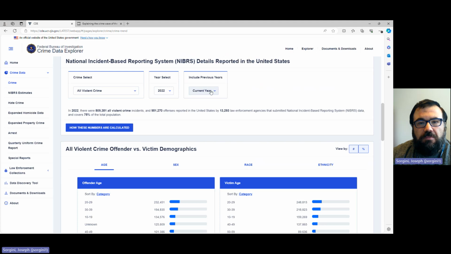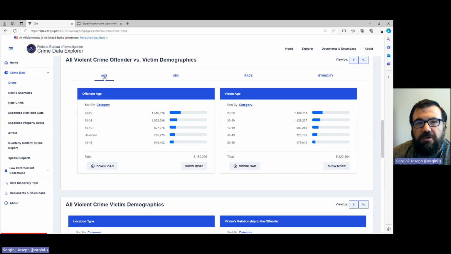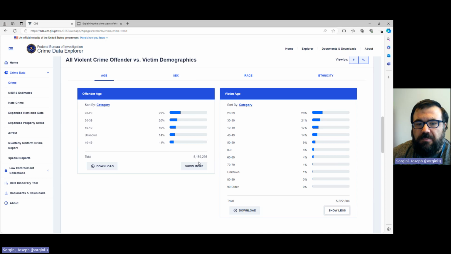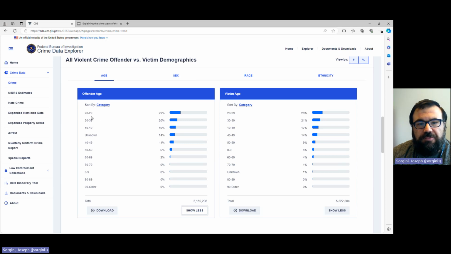You can also, when you include previous years, the past 10 years, do the NIBRS data, which now shows us crime offender versus victim demographics. You can do it by numbers or even percentages. A lot of people like percentages because it shows them a more accurate picture of where offender age and victim age is. We see here it's a pretty young offense rate in terms of 10 to 19. It's disturbing that it's at 16%, but 20 to 29 tends to be uniform.